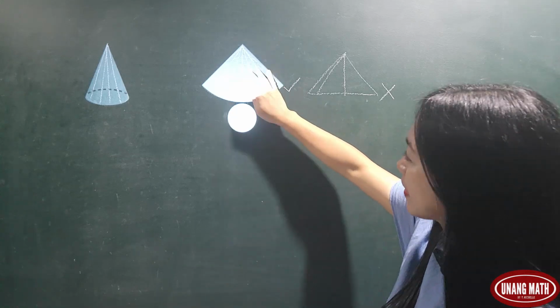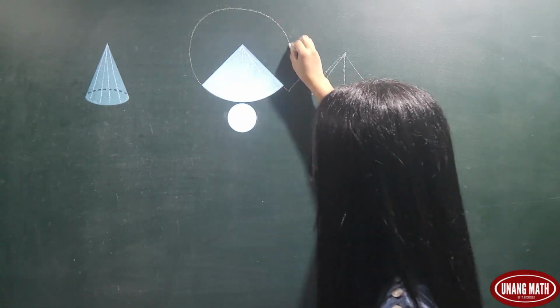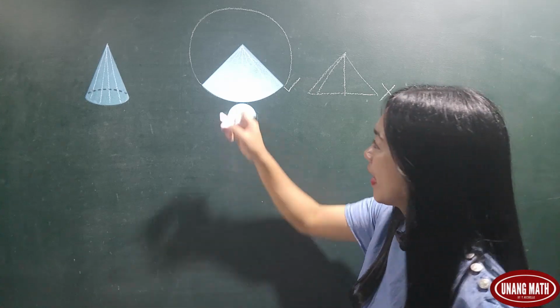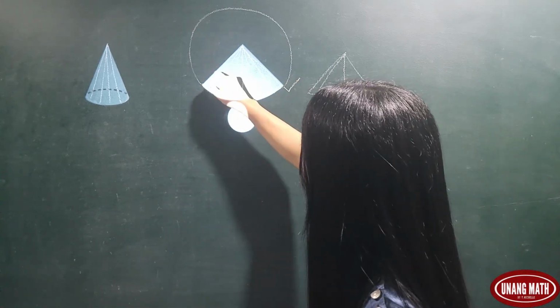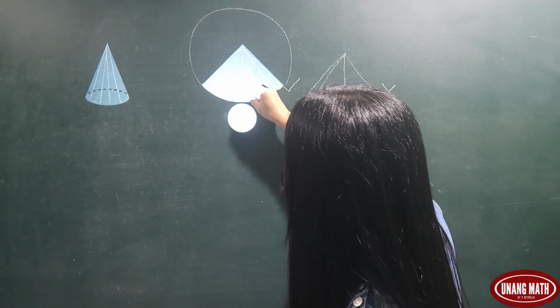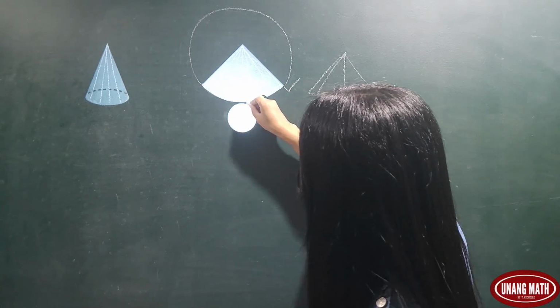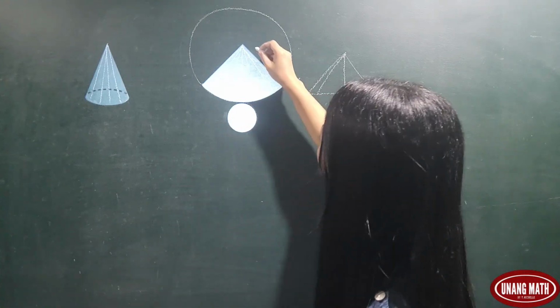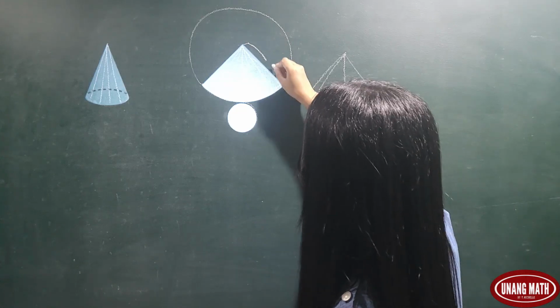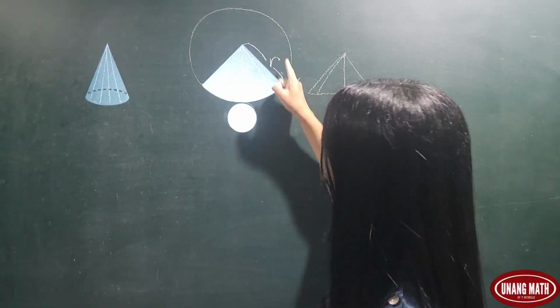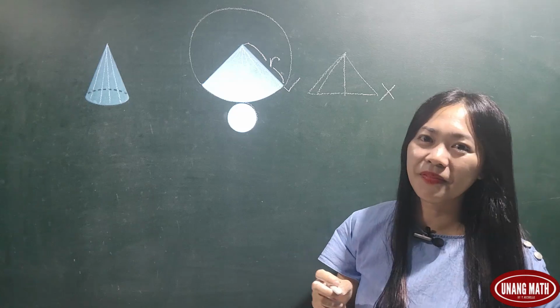We all know that a sector is just part of a circle. The length of this arc is equal to the circumference of this circle. And this measure is the radius of the circle.